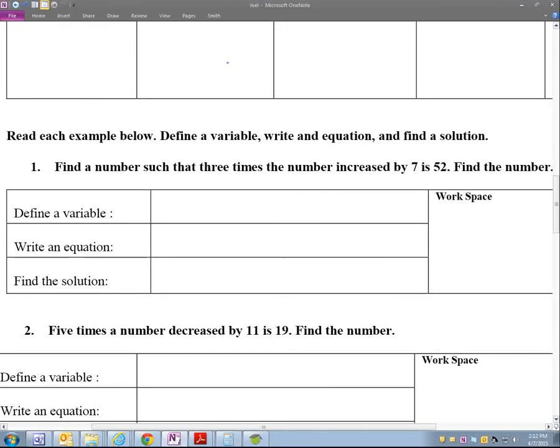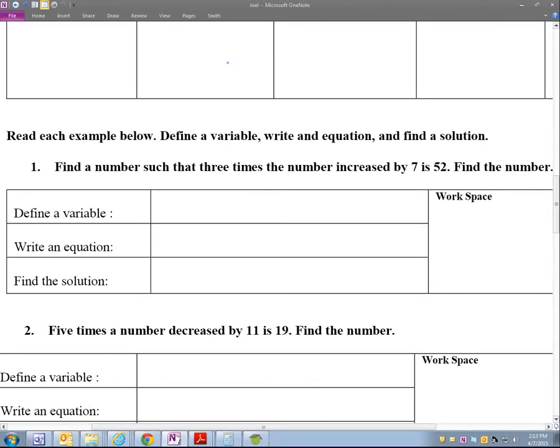Now, when we define a variable, we're going to have to use something that doesn't look like a number. On your homework tonight, you can do whatever you want for your variables. Just make sure that it isn't a letter that looks like a number. Like a T might look like a plus sign. That's a symbol. An S might look like a 5 if you're not careful, that sort of thing. So read each example below, define the variable, write the equation, and find the solution. So there are 3 things you're going to be doing for everything for your homework tonight.